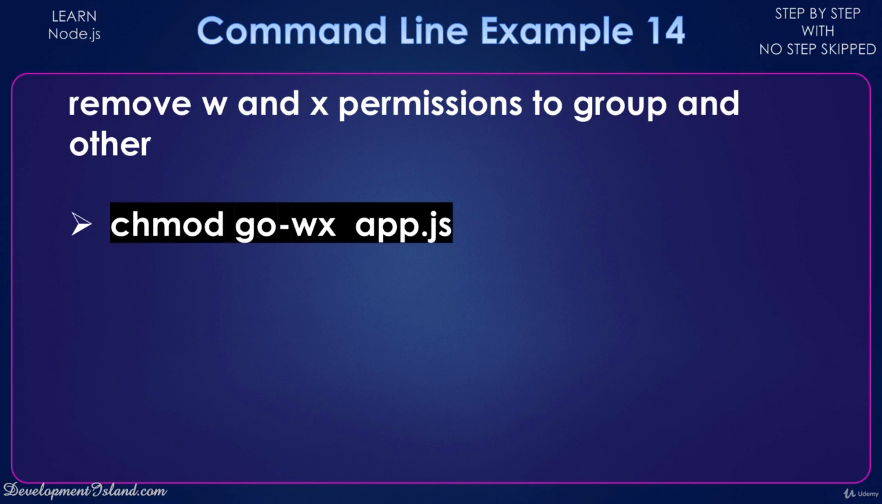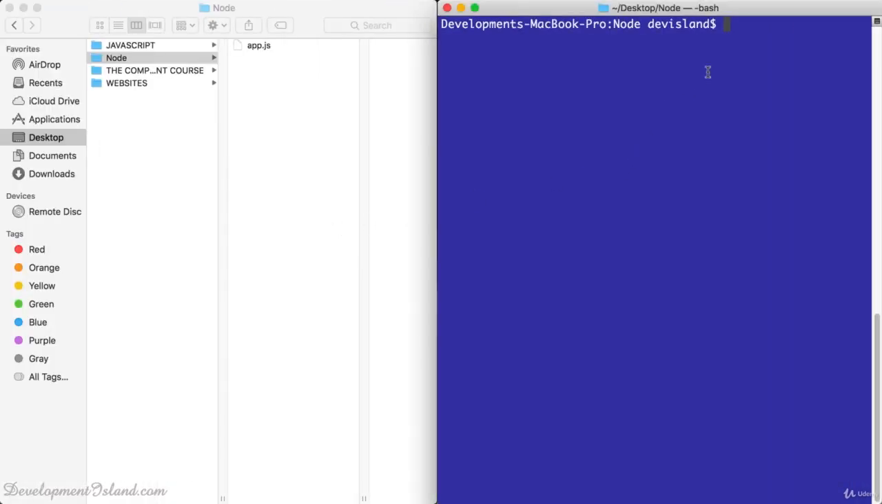So in this example, we want to remove the write and execute permissions for both the group type and the other type. So the syntax is chmod, group, other, minus instead of plus for adding permissions, so minus for removing permissions, and then write and execute. So let's try this. By the way, to clear the console, you can just use the command clear.